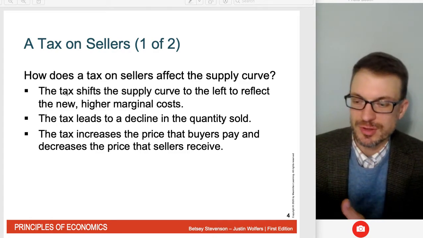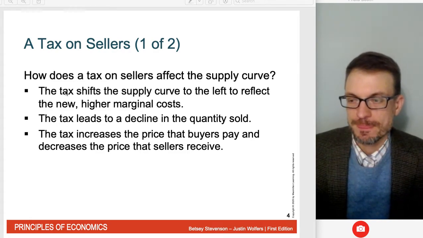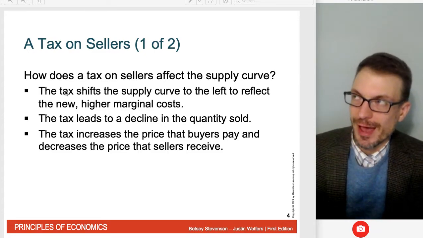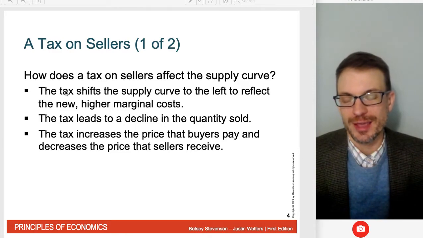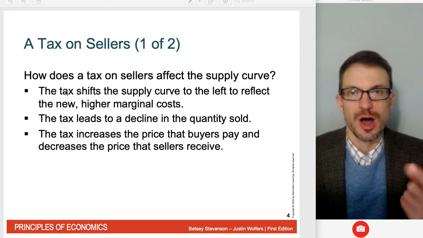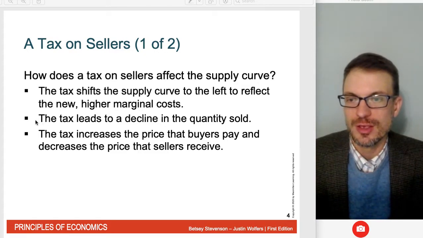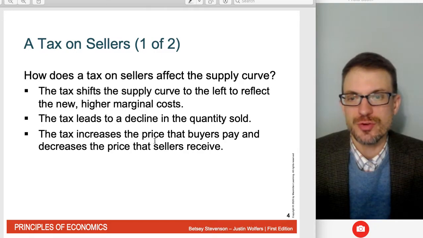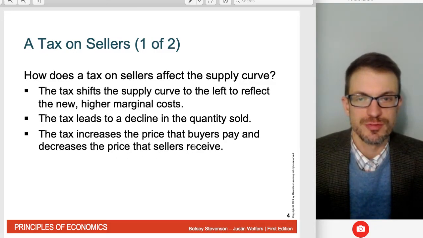It's like another input. The tax is part of an input that you're buying. You have to buy raw materials to make whatever you're selling, and now you're also paying the tax. It's like you're buying another input, and it goes into the cost. It raises the cost, and therefore leftward shifts the supply curve, right? So it leads to a decline in the quantity sold. The tax increases the price that buyers pay and decreases the price that sellers receive.